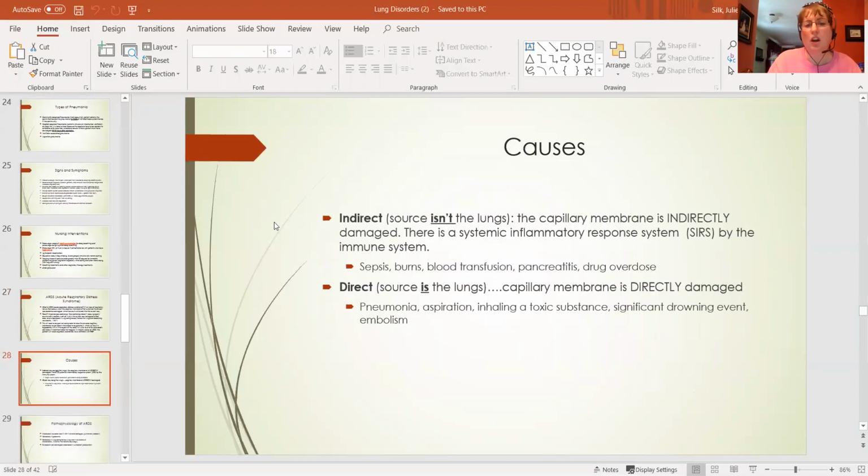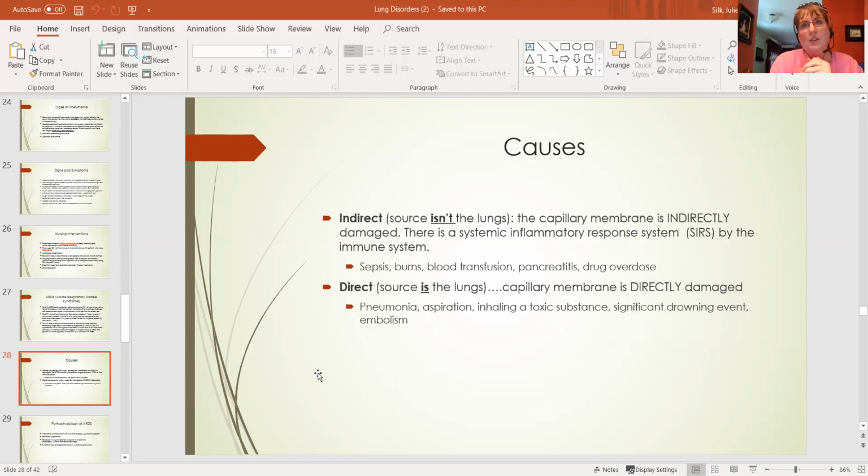Let me talk a little bit about some of the causes of ARDS. So there are indirect and direct causes. Indirect causes mean that it's something that has nothing to do with your lungs. So maybe this person has an episode of sepsis that causes this to start to happen. Or maybe they had a really bad burn, or maybe they have really bad pancreatitis, or a drug overdose or something. Those are indirect causes.